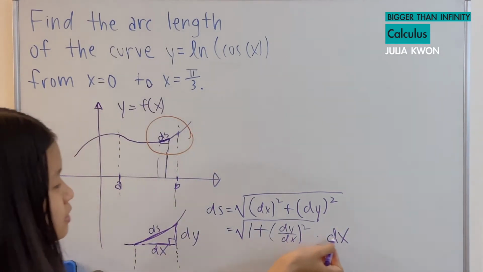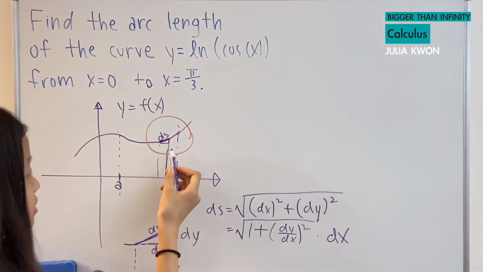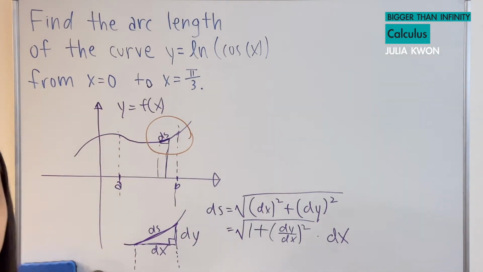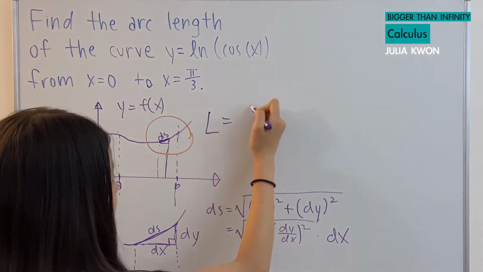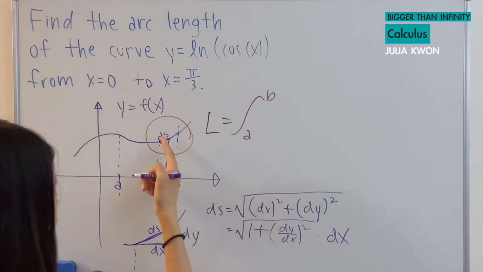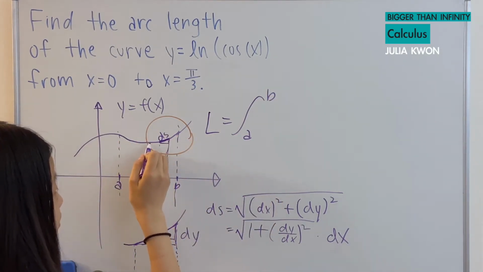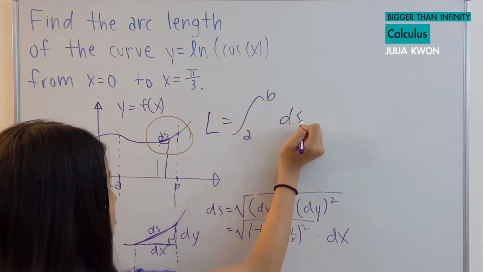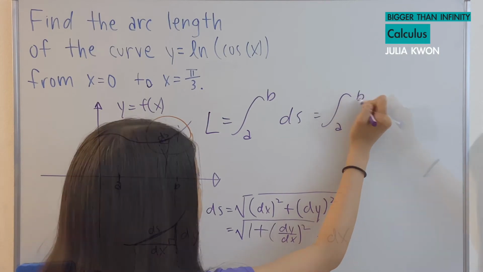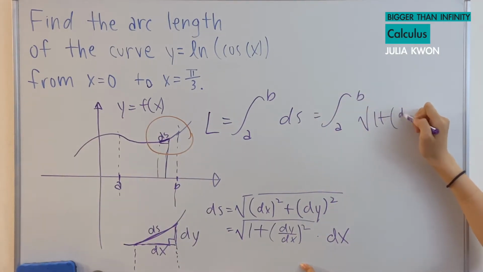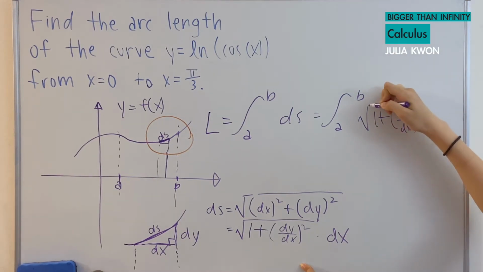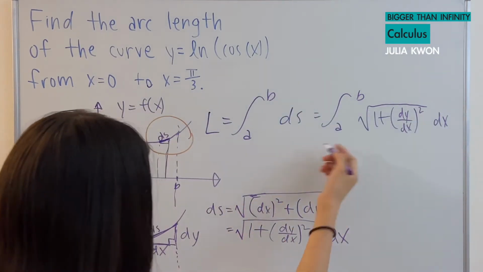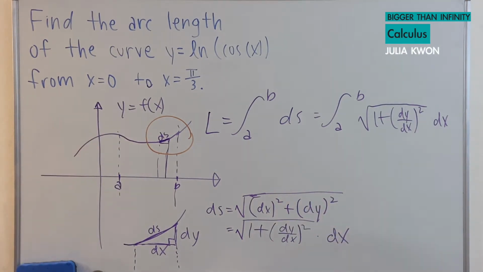This length is just one small part of the whole length. So to find the whole length, we're going to take the integral. Taking the integral basically means that we're adding all of these tiny little lengths together. So we have the integral from a to b of ds, which is equal to the integral of the square root of 1 plus (dy divided by dx) squared, times dx.